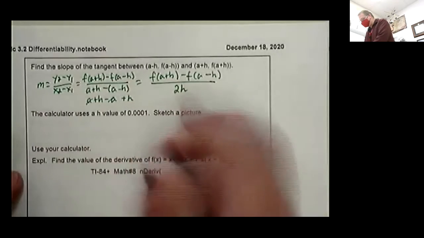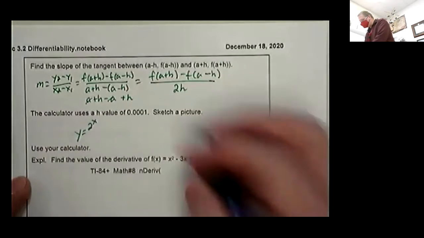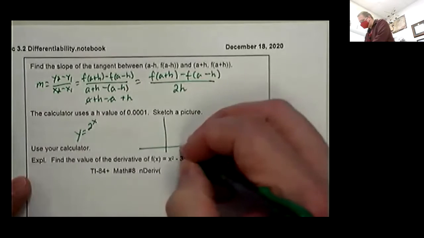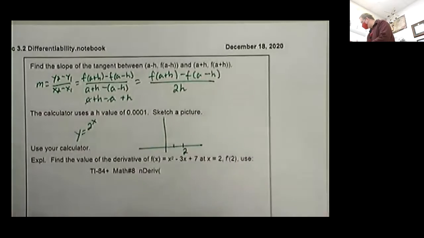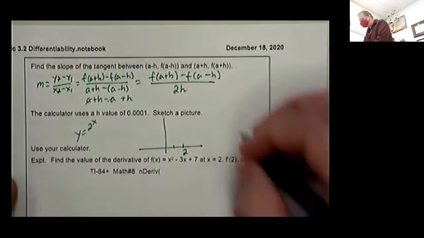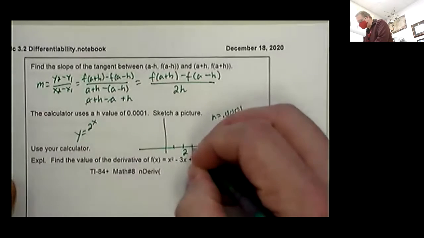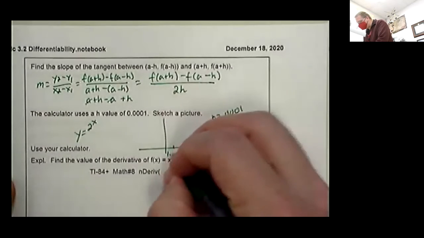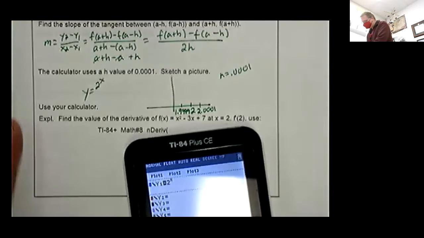And so let's look at sketching a picture. We're going to use y equals our 2 to the x function. So let's go back to our curve, and let's say we want to pick a value where x is 2. Then I'm going to blow this picture up a little bit so this makes more sense. So if h is 0.0001, then plus h is going to kick us out to 2.0001, and subtract h is going to make us 1.9999. And so let's plug those values into our calculator and see what that's going to be.